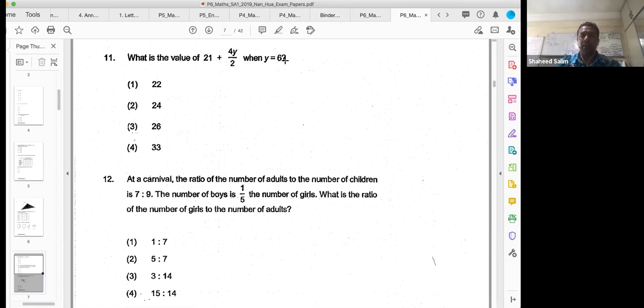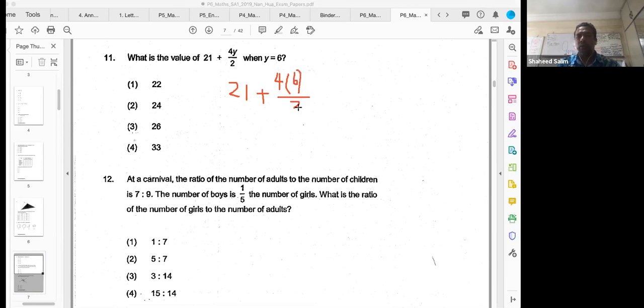So let us see now. This is 21 plus 4y over 2. You can put a bracket here, y is 6. 4y means 4 times 6. So how to do? You just copy 21 here, plus 4 times 6 is 24. 24 divided by 2 is 12. And then you add, you get 33. Okay, 33. Option 4 is the answer.